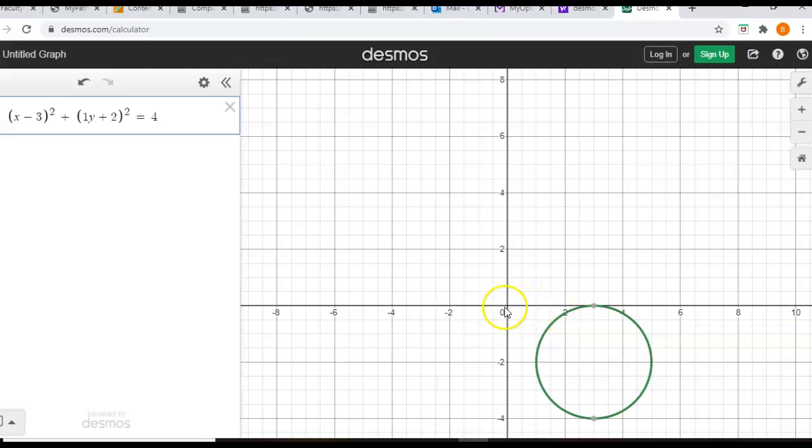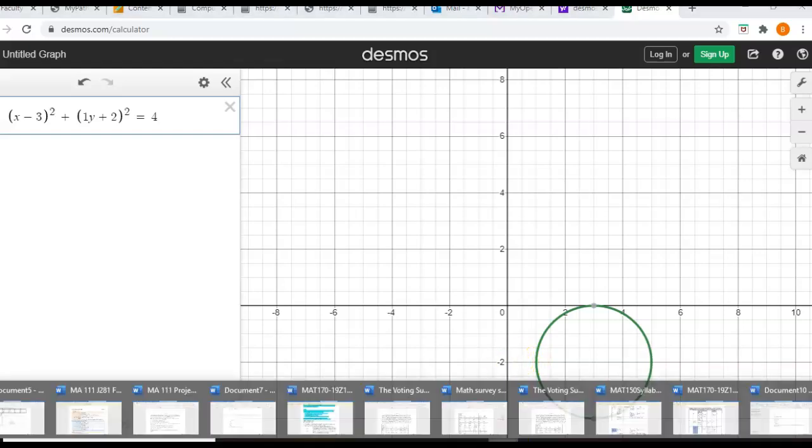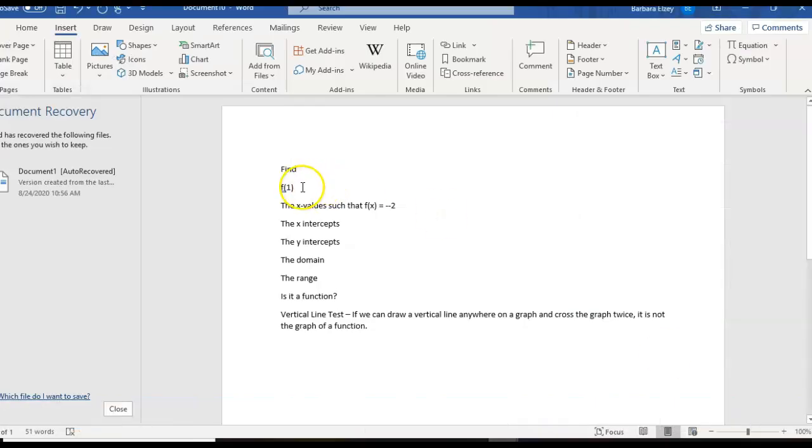Now here's the x value of 1. Notice the x value is going up by 2. So here's 1, and we trace down. Here is the point where our x value is 1, and that point has a y value of negative 2. So this answer is negative 2.